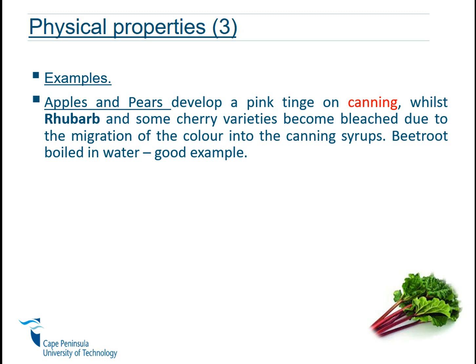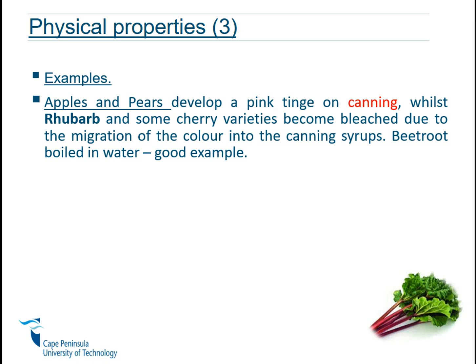So we are saying apples and pears develop a pink tinge on canning, whilst rhubarb and some cherry varieties become bleached due to the migration of the color into the canning syrup, which is things like beetroot. Right.